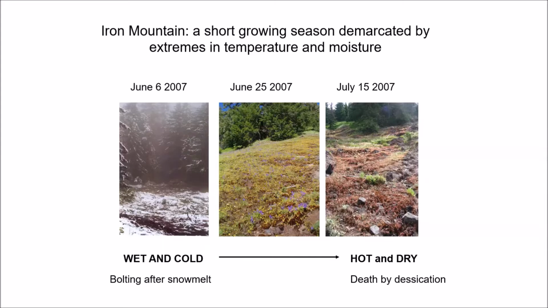And as snow melt goes away, everybody in the population who's remaining alive dies of desiccation. So there's this short window to complete the life cycle. And it's good for us in the sense that we can measure lifetime reproductive success with a field season of 3 months.